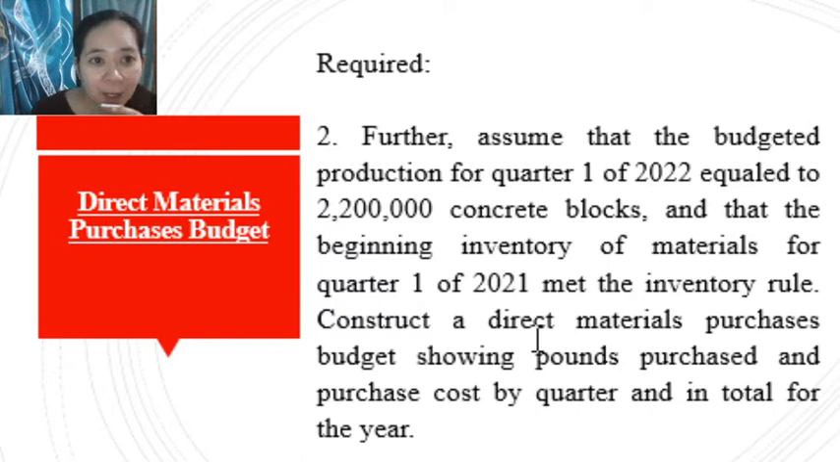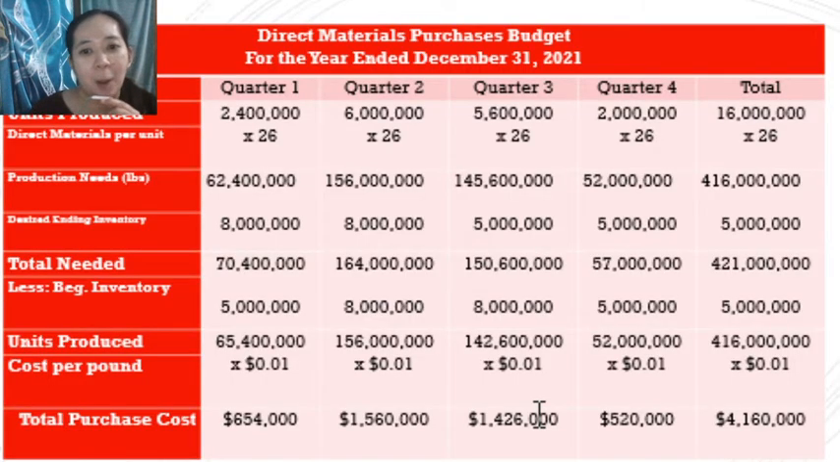Okay, further, assume that the budgeted production for quarter 1 of 2022 is equal to 2.2 million concrete blocks, and that the beginning inventory of materials for the first quarter of 2021 meets the inventory rule. Construct a direct materials purchase budget showing pounds purchased and purchase cost by quarter and in total for the whole year. So for our solution, we have the following.